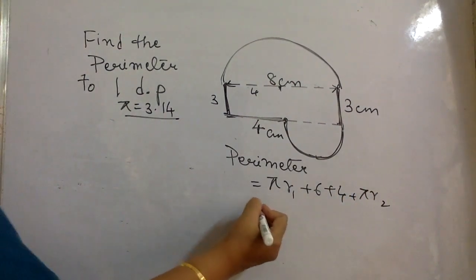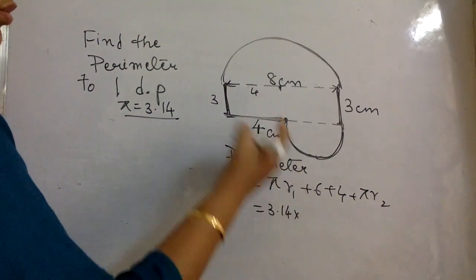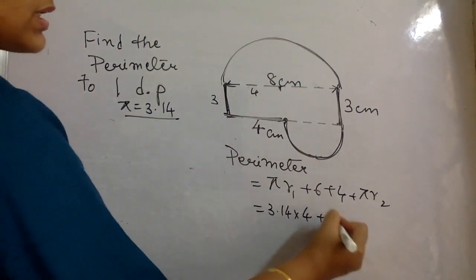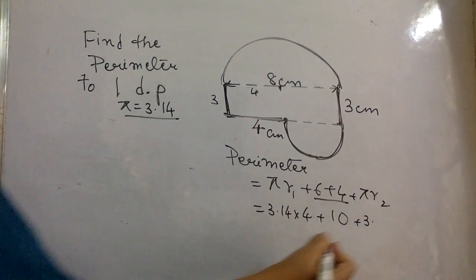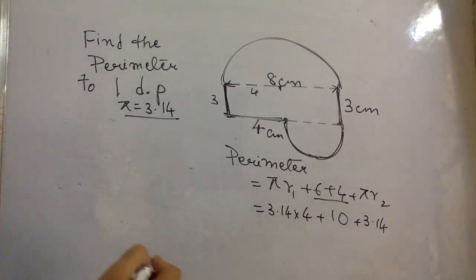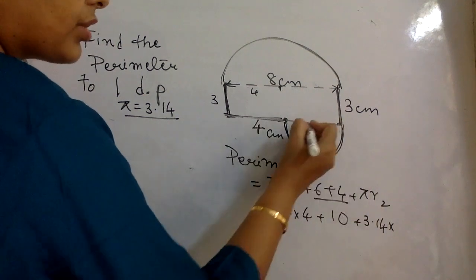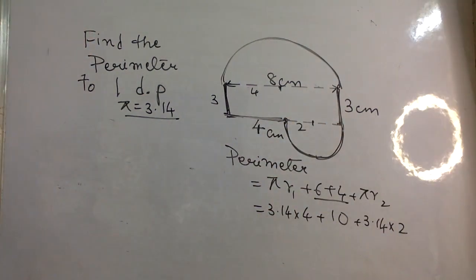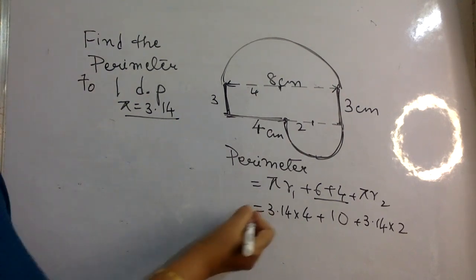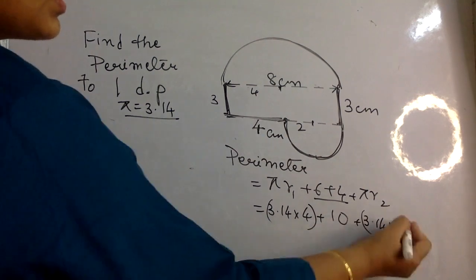Okay, so how much is it? This is 3.14 into r1, which is 4, plus 10, plus 3.14 into, this is 2, because the diameter is 4, the radius is 2, into 2. Okay, so now remember, we should not mix them up here, these.